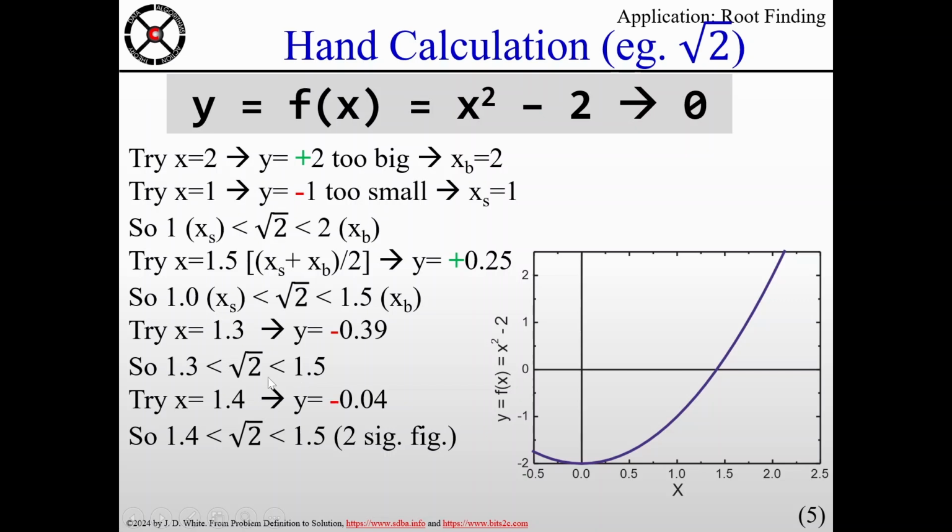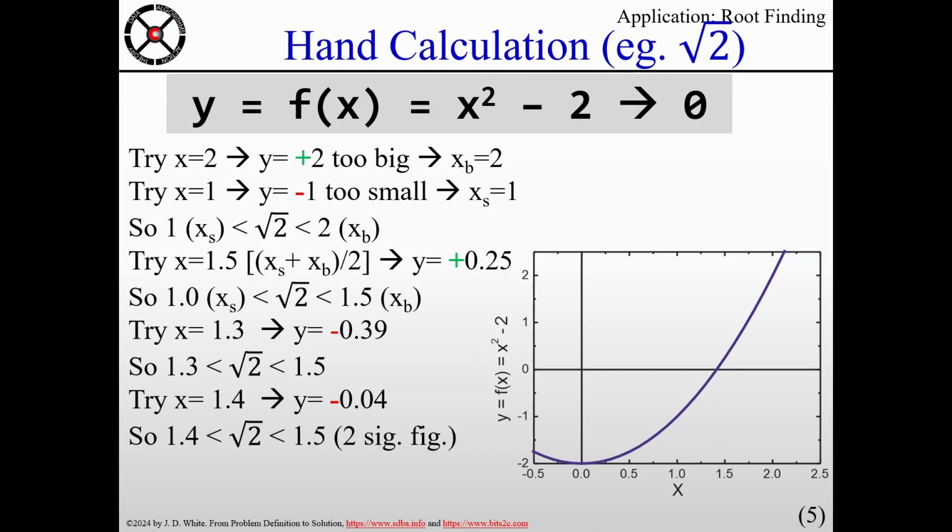I'll try 1.4, halfway between the two, and I find it's still negative, but very close to 0. So I can say basically my root is between 1.4 and 1.5. I have two significant figures now because it's 1.45 or something like that. I could estimate it as 1.45. Two significant figures is 1.4 something.